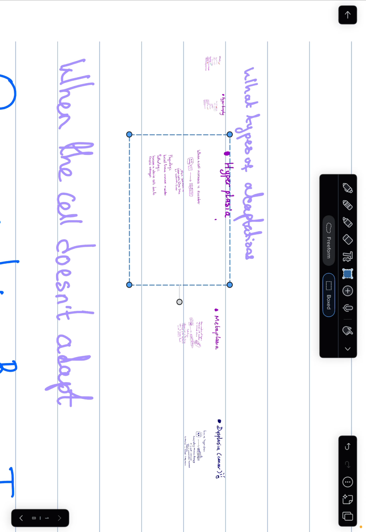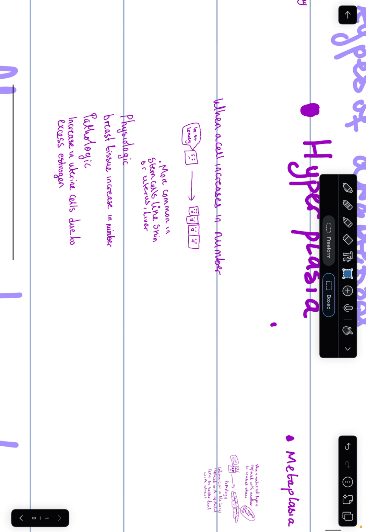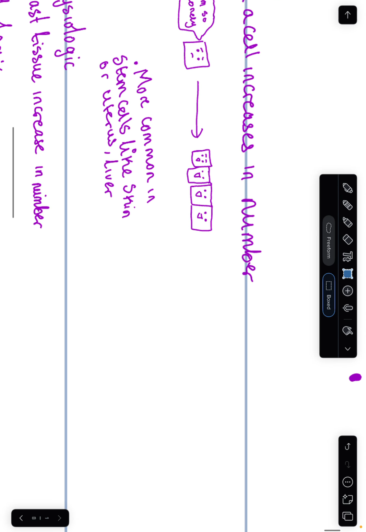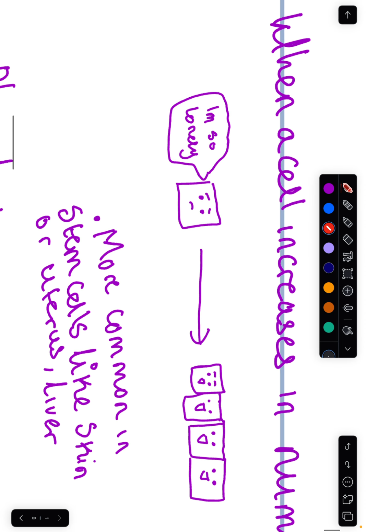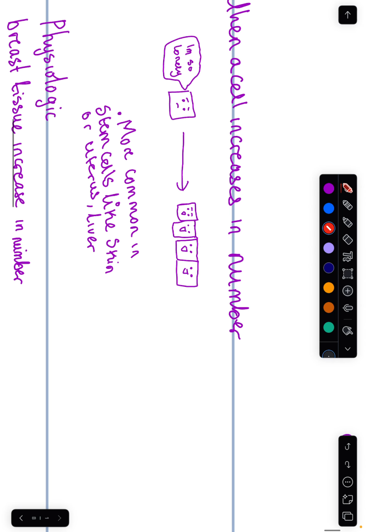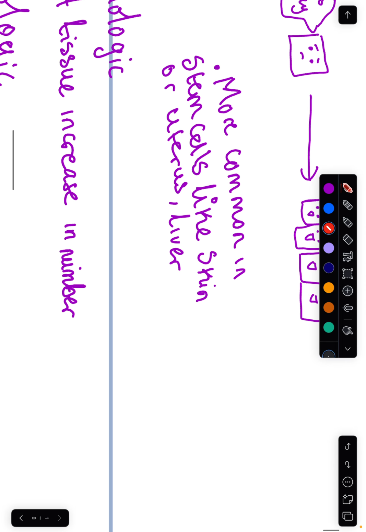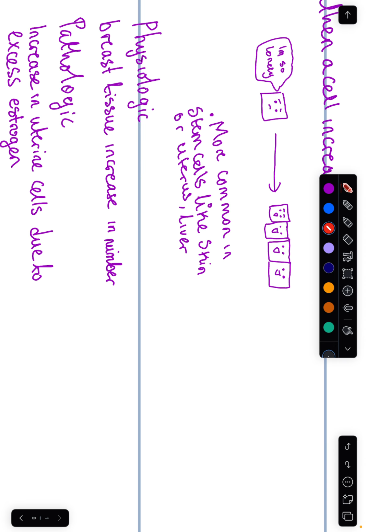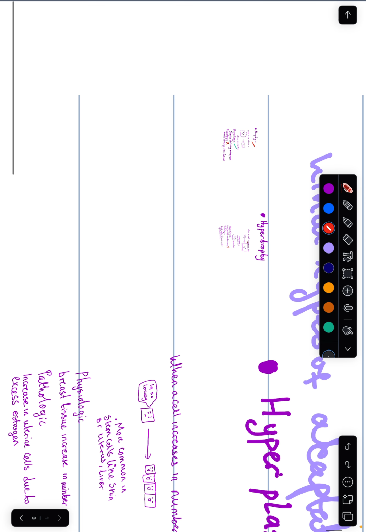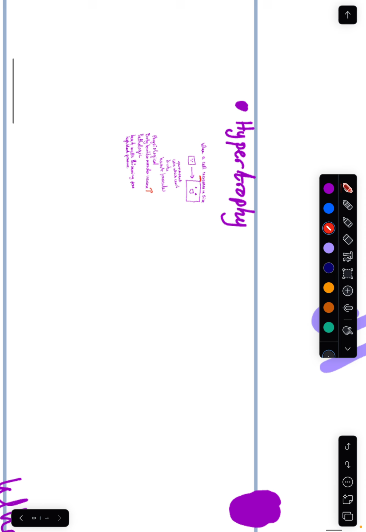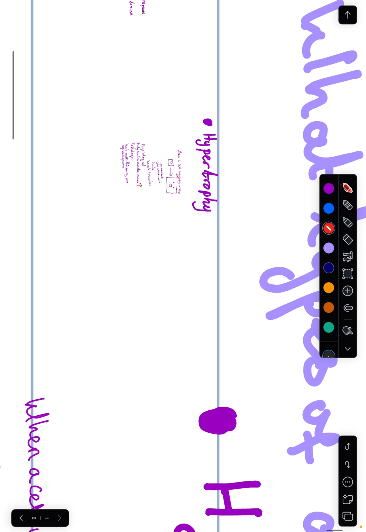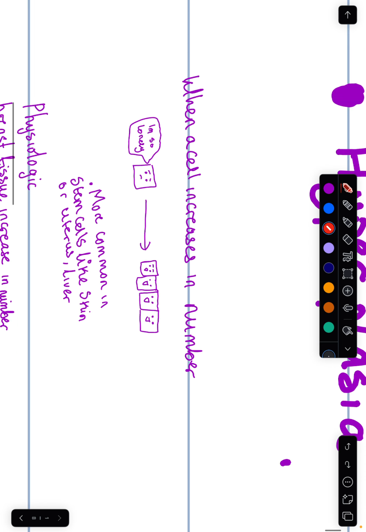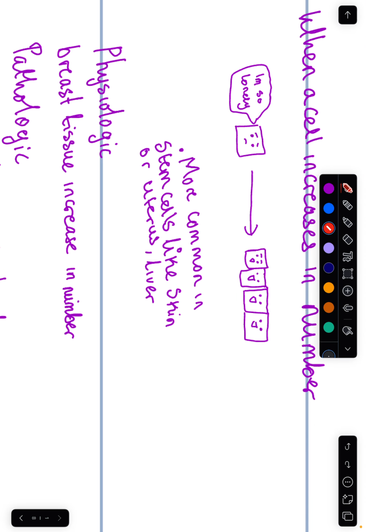Hyperplasia is when a cell increases in number. Number, that's the most important thing here. So it goes from being one small, really lonely cell, like, oh, look at me, I'm so lonely, to plenty of cells. And this is more common in cells like skin cells, uterus cells or liver cells, because they can divide. Cells that experience hypertrophy do not divide, which is why they have to get bigger. Cells that experience hyperplasia can divide, so they do.